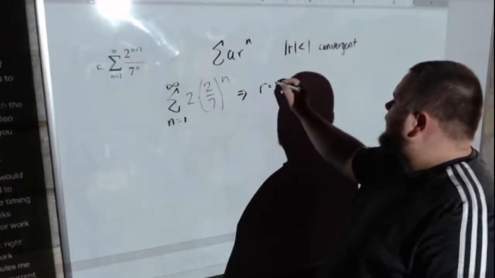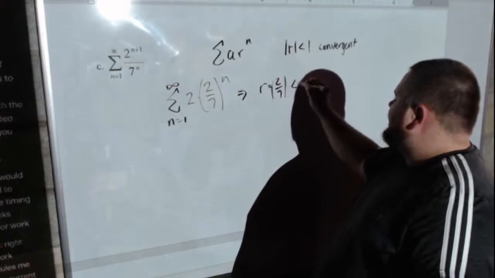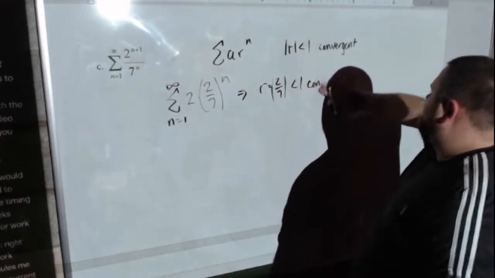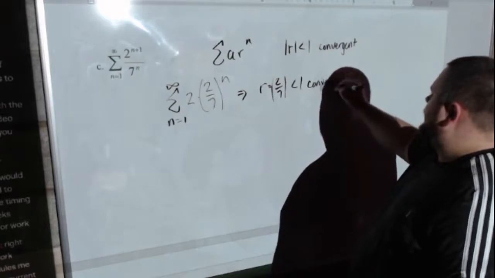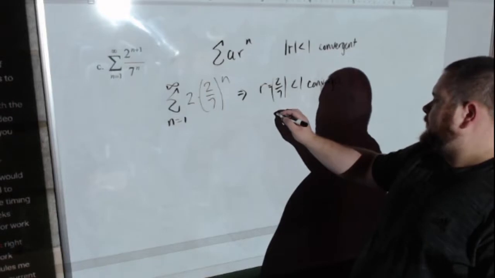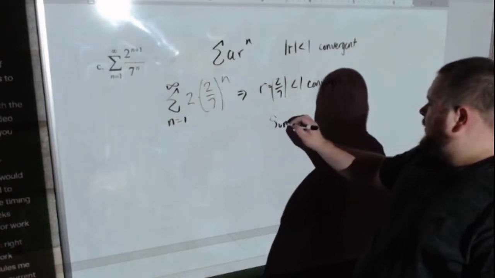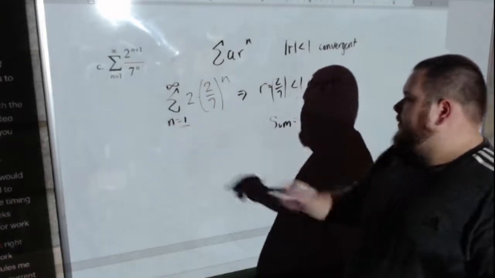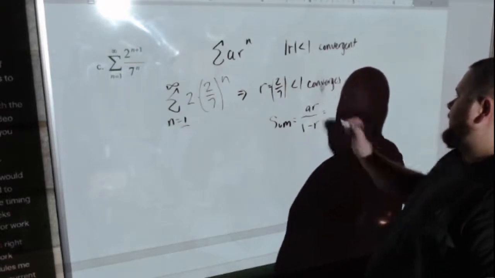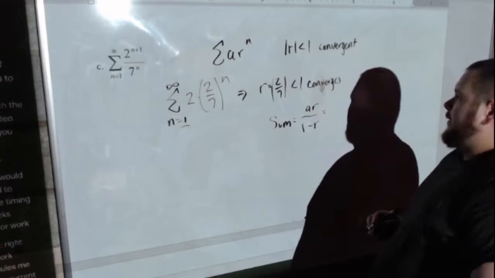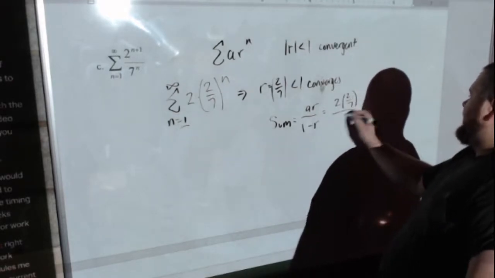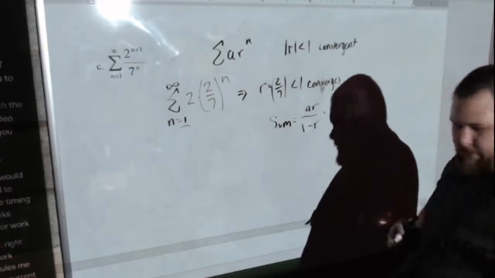So r is 2 sevenths. Absolute value is less than 1. It converges. So then we want to find the sum. We're starting at 1, so that is ar over 1 minus r. So a is equal to 2, r is 2 sevenths. Plug it all in and solve.